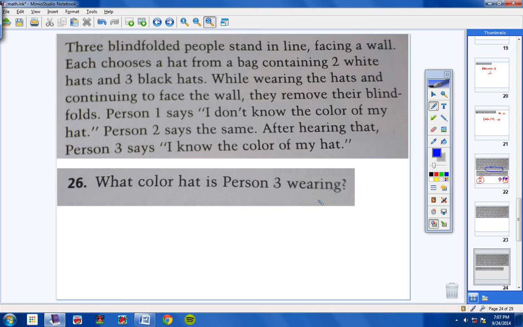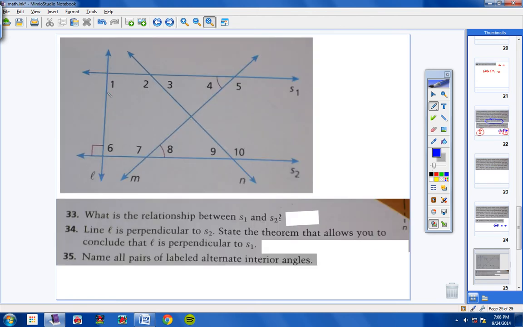Well, we already established that back here when we did number 24. We said he has to be wearing a black hat because the other 2 people were wearing white hats. Okay, and so he knew he had to have a black hat. Okay, all right, moving on to number, whatever it might be. Okay, numbers 34, 33, and 35. Here we go. Numbers 33 and 35.